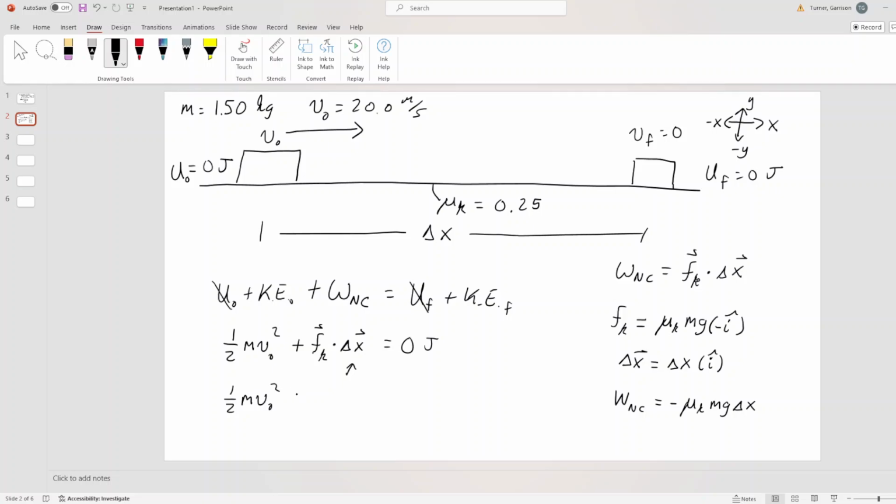Okay, so now we're ready to plug this in. 1/2 m v naught squared minus mu k mg times delta x equals 0. If I solve this for delta x, we can see that the m's are going to cancel out. I still don't really have to worry about my masses here. In general, when you don't have springs, that will be true when working with forces and energy. If you're not dealing with springs, then your masses are typically going to cancel out. And so if we solve for delta x, I get v naught squared over 2 times mu k g.